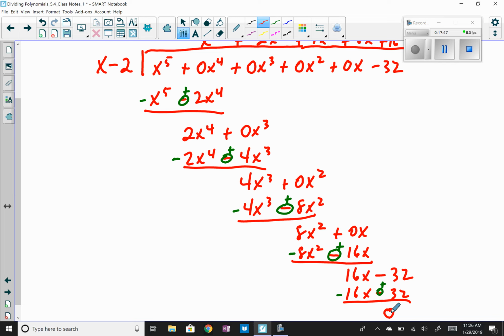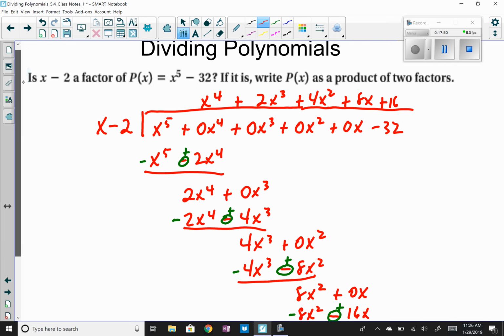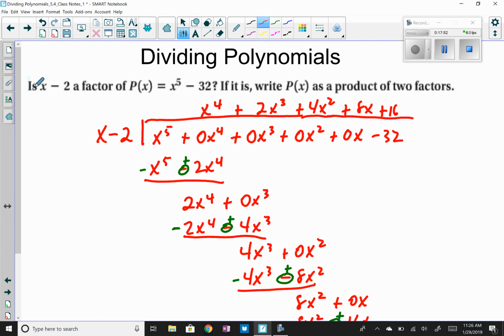All right, so going back to the question asked us, is x minus 2 a factor of p of x equals x to the fifth minus 32? So the answer would have to be yes, it is a factor because we have no remainder. So we could say that x minus 2 is a factor.